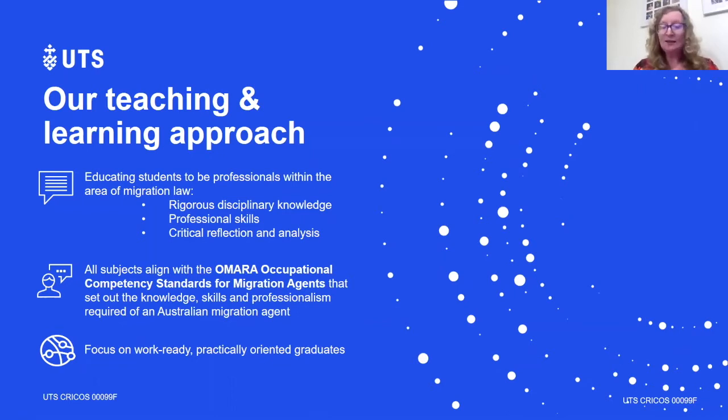All our subjects align with the OMARA Occupational Competency Standards for Migration Agents, and that is what the capstone assessment is supposed to assess. It's supposed to test whether or not you can meet those competency standards. Our focus, as with most UTS programs, is on work-ready, practically orientated graduates. So all the assessments you do will be very similar to tasks that you would do as a registered migration agent.